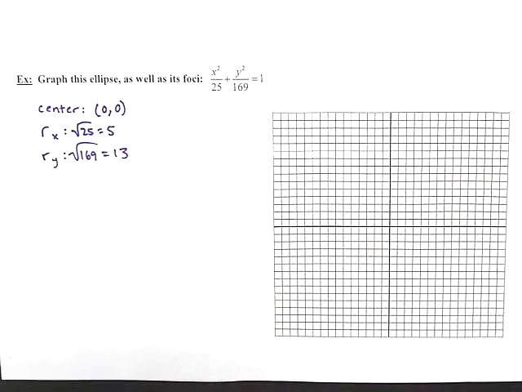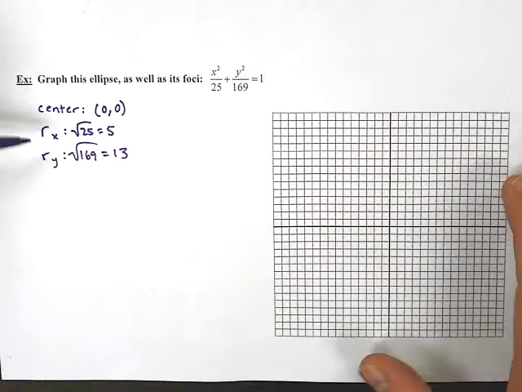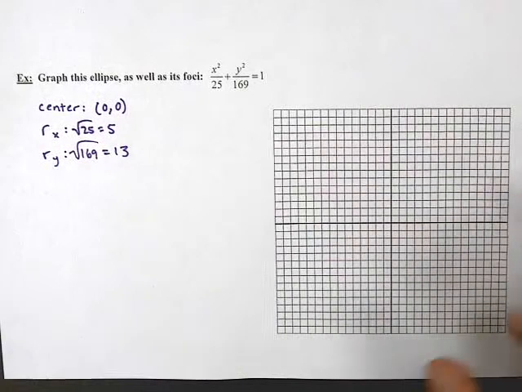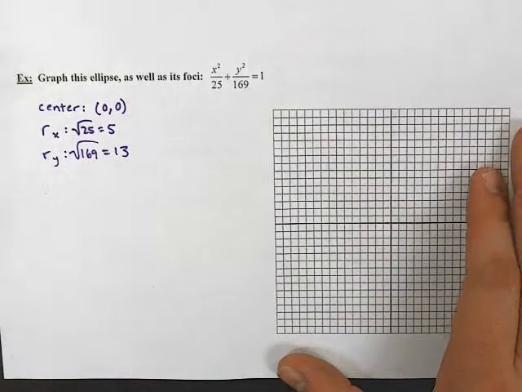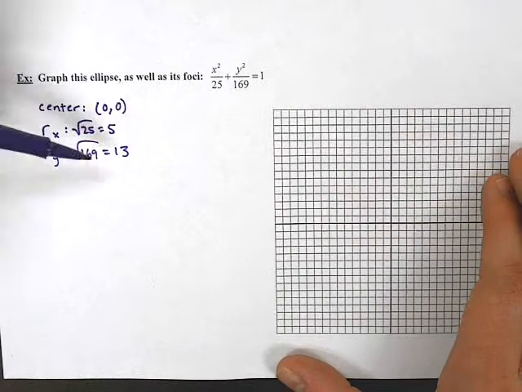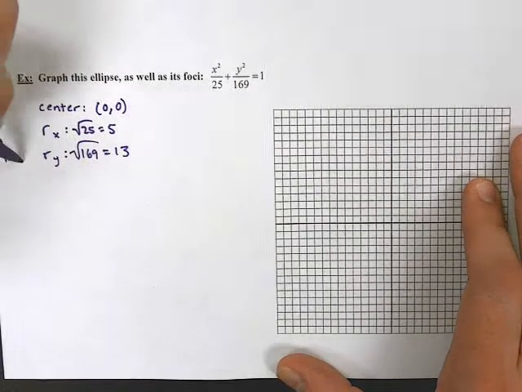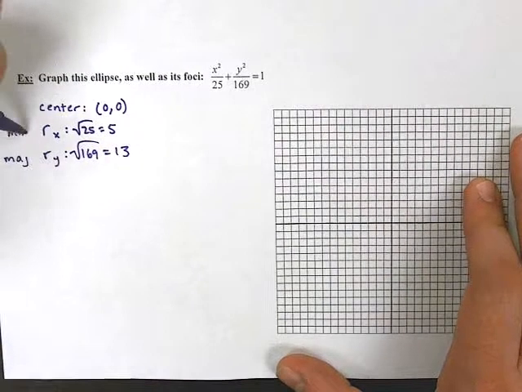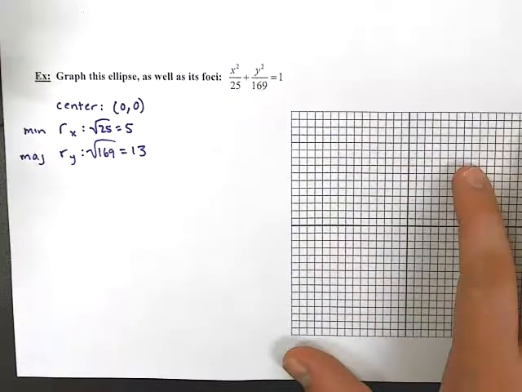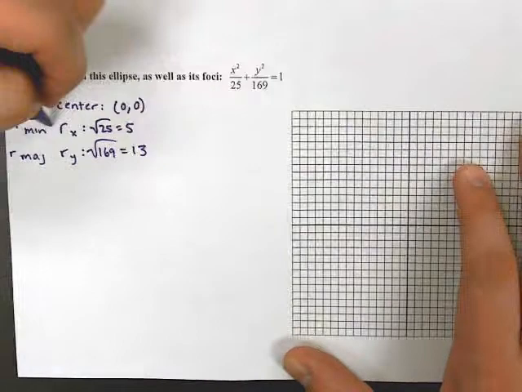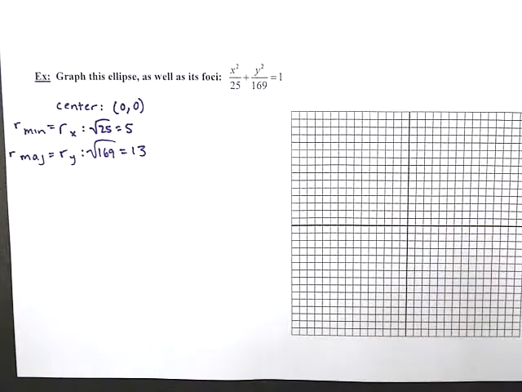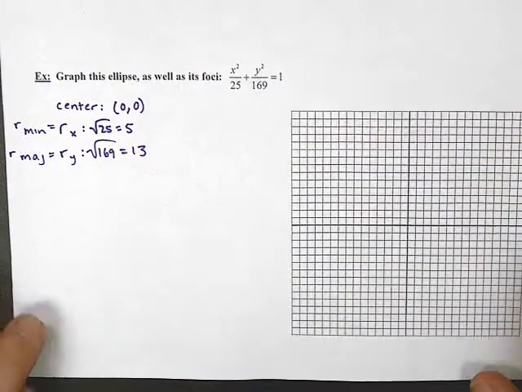Now we need to remember that yes, we like knowing x and y. It's probably good for us to know what the major and minor are. So hopefully obviously, we know that the bigger number is going to be the major. So I know that this is major. I know that this is minor. R major and r minor. All right.